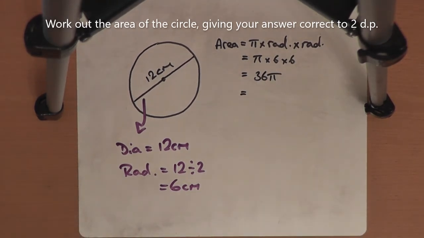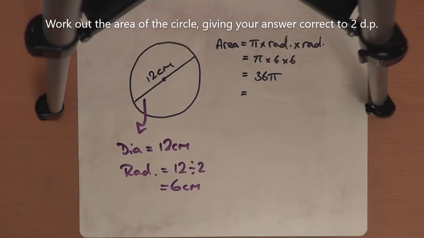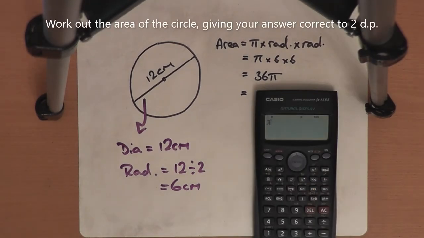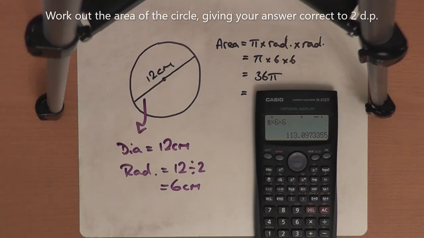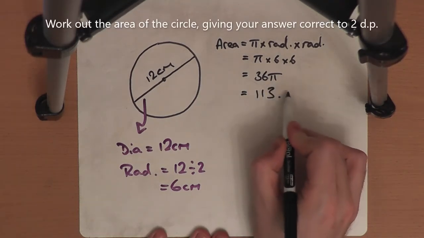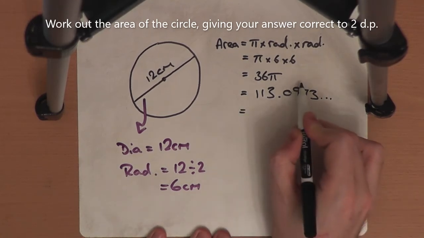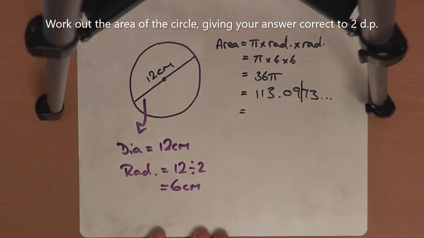Leave our answers in terms of pi, and then we grab our calculator to work out the decimal part of it. Shift times 10 to the x to get the pi on screen, times 6 times 6, press equals. 36 pi comes out, S to D if we need to convert it to a decimal answer. 113.09733355, 113.0973... or 2 decimal places split there.